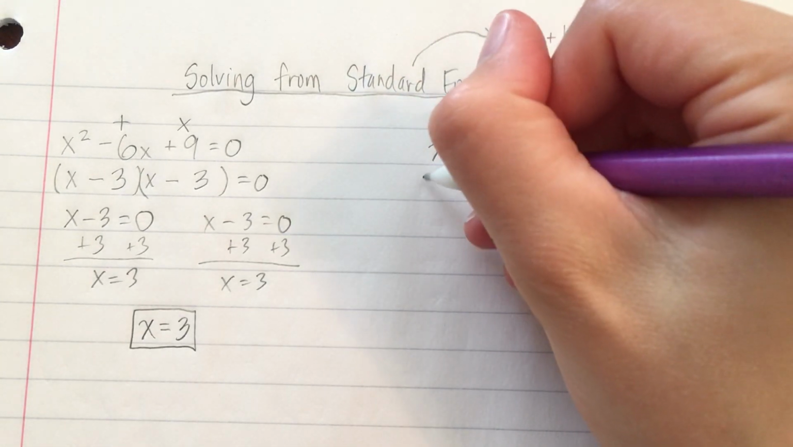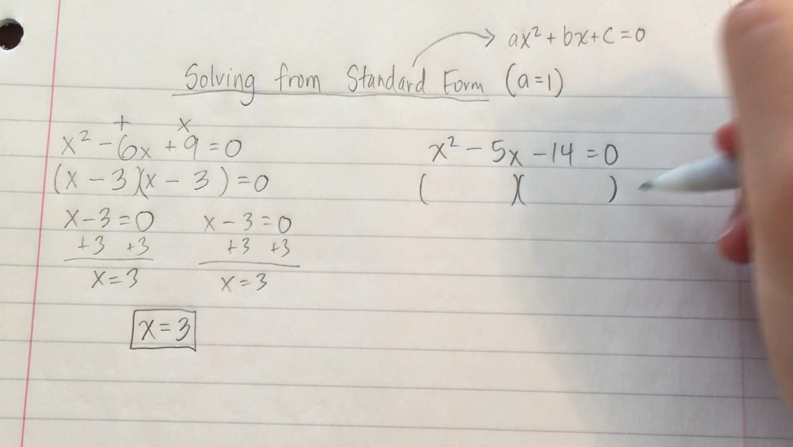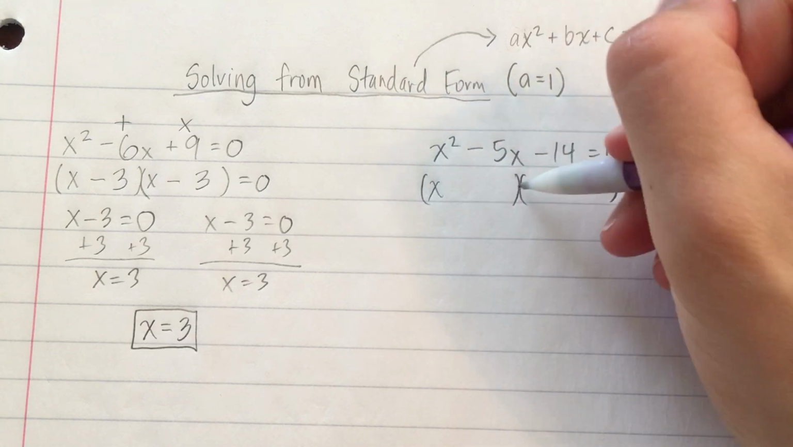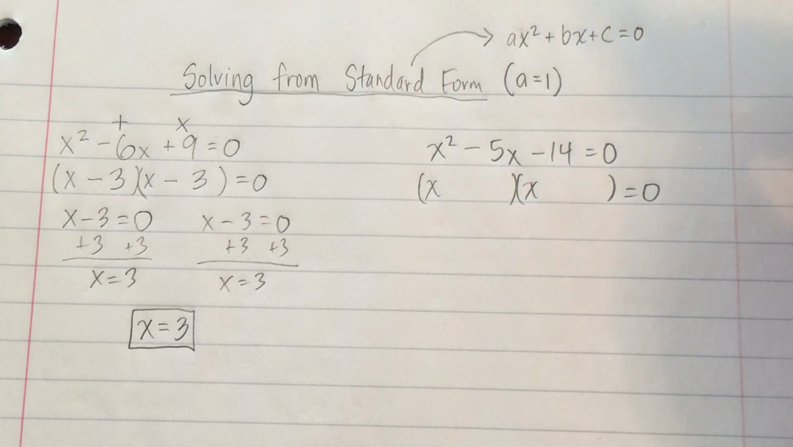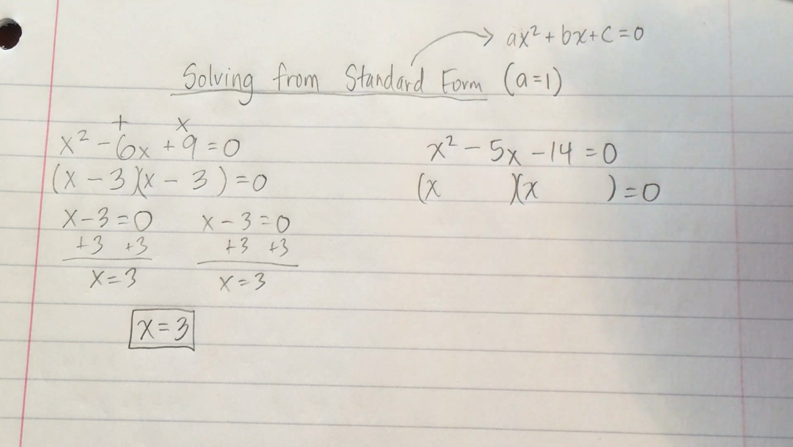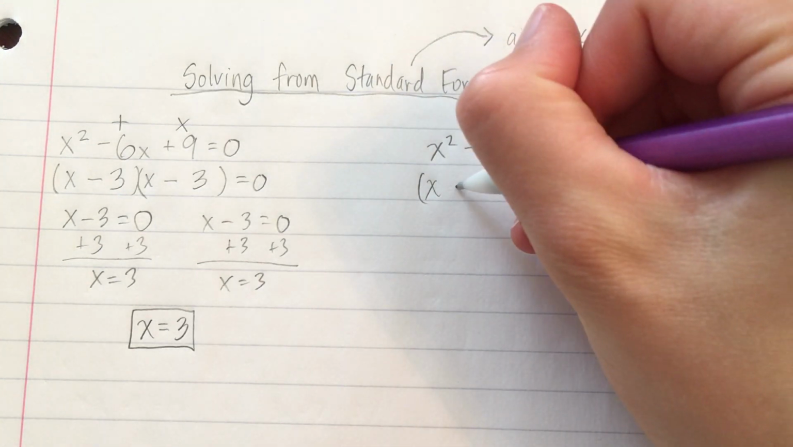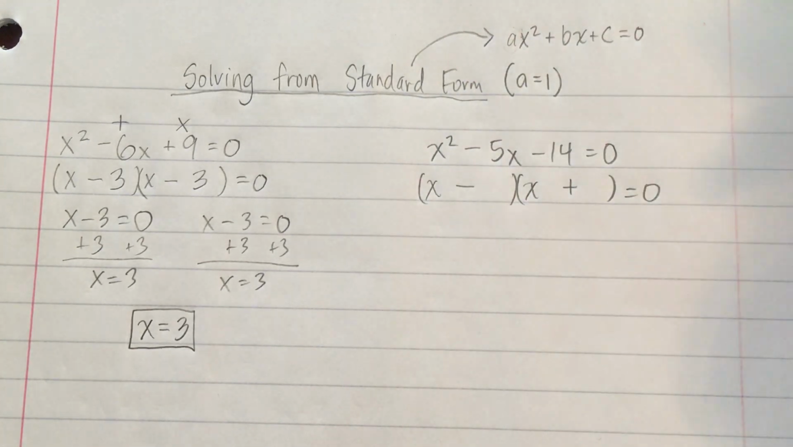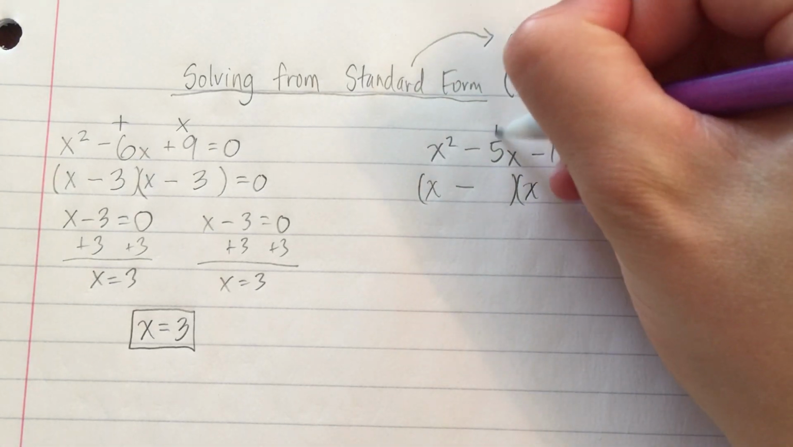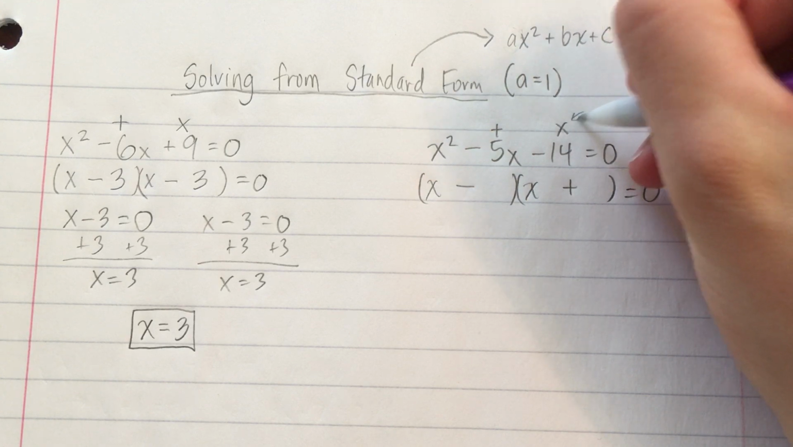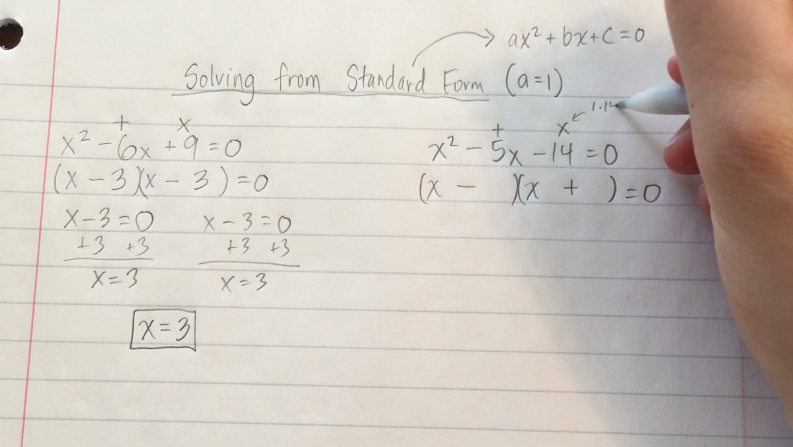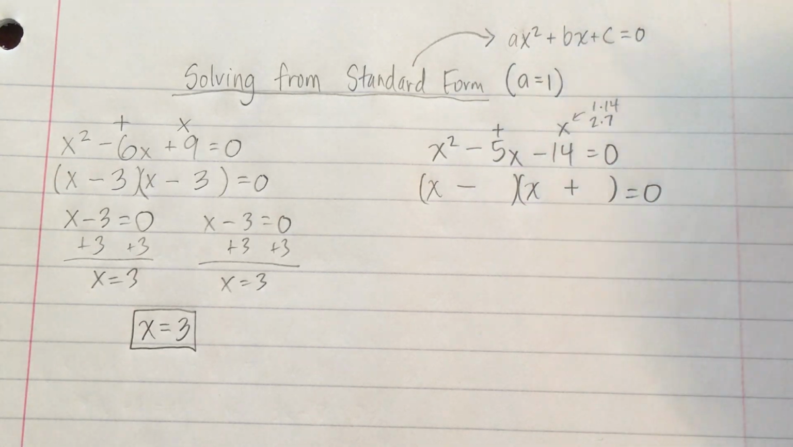First I'm going to factor it. I'm going to bring down my equals 0. I know because this x is by itself, it's just going to be x and x. Now here I have a negative product. Remember, the only way to get a negative product is a negative times a positive. So I'm going to need one negative and one positive. I need two numbers that multiply to 14 and add to negative 5. So what are my possibilities here? It can be 1 times 14 or 2 times 7.